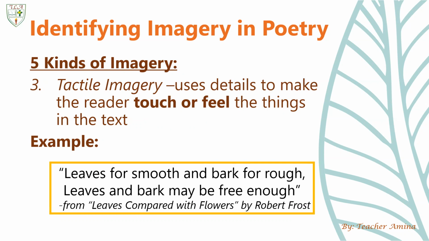So the tactile imagery used here was "leaves for smooth and bark for rough." As you know, smooth describes a texture, which is something that you can feel or touch. As also for rough, it's also something you describe for texture.